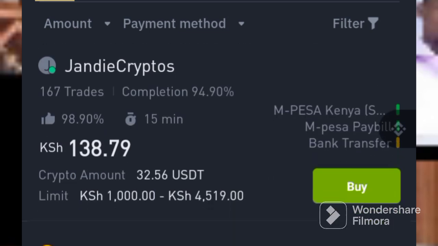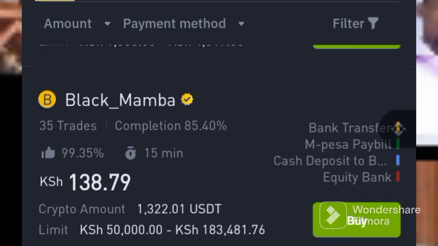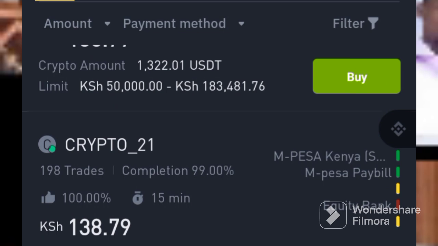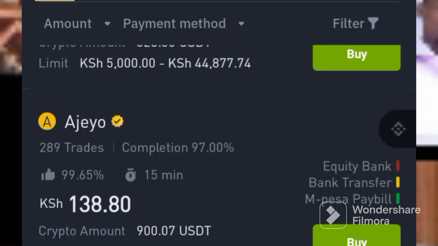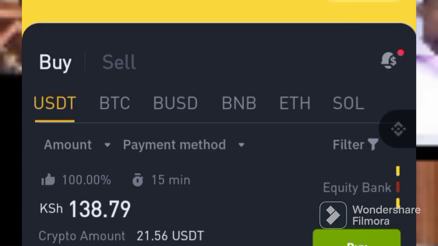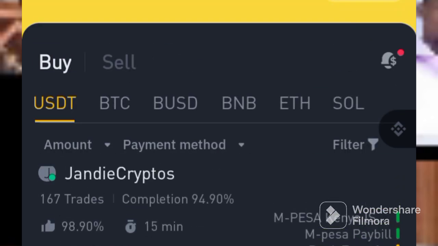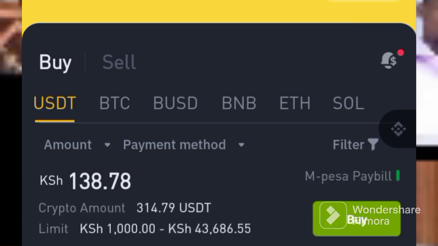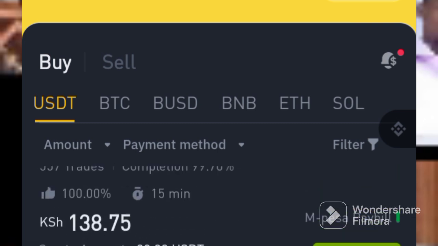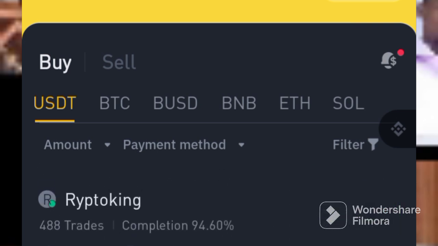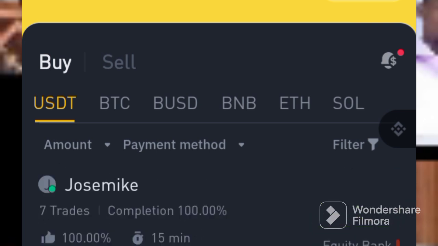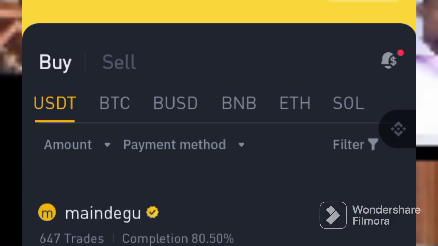So checking on the minimum is very important, and again checking on the price that you are comfortable buying at. Different traders put their price differently. As you can see, there's a slight difference with each and every trader, and those differences are the reason why they're gonna make some profit. Someone can buy USDT at a lower price and sell it at a higher price.